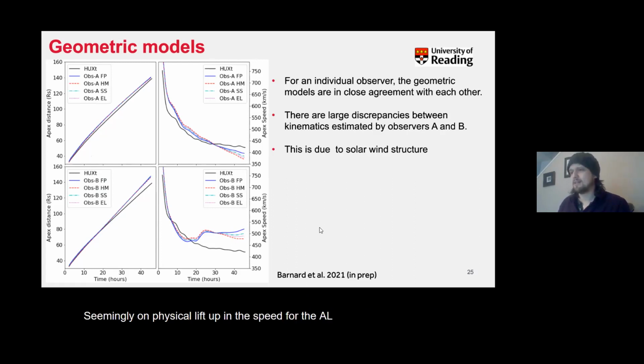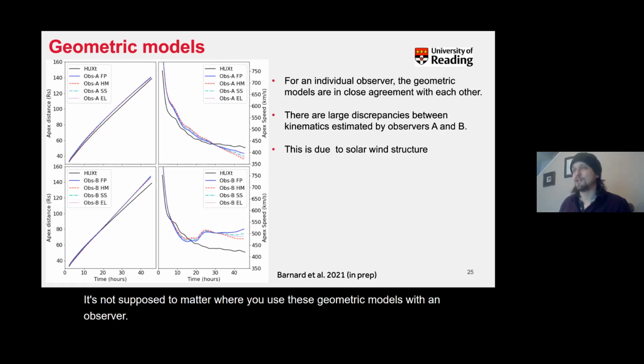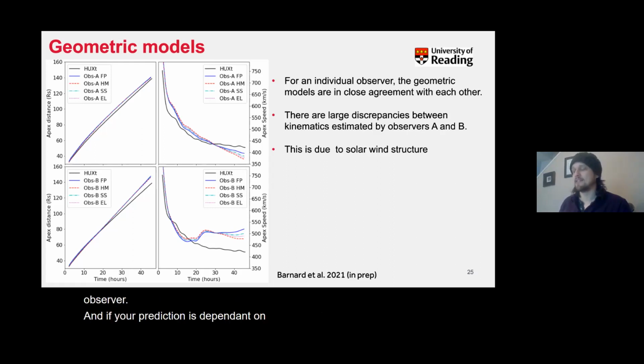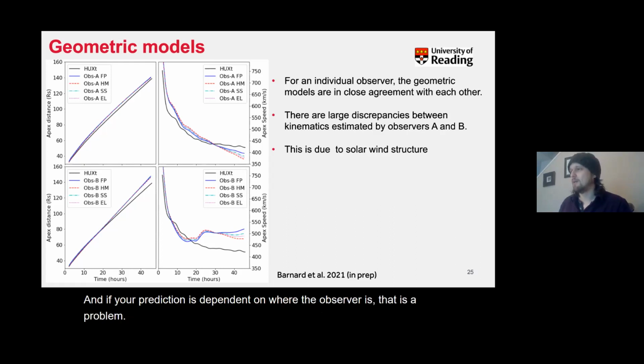And this kind of highlights our point that it's not supposed to matter where you use these geometric models with an observer. And if your prediction is dependent on where the observer is, that is a problem. But again, this is just one case study.